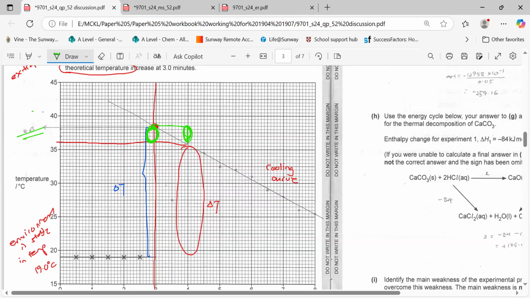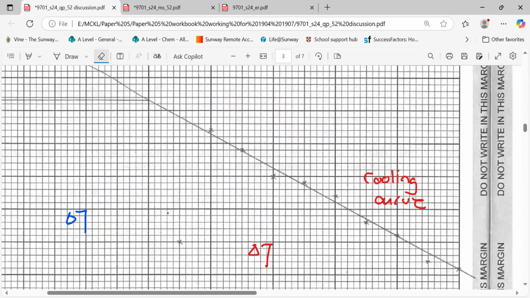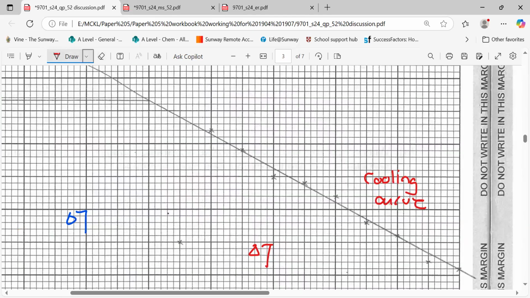Now, one more thing, when you read, you will realize that my intersection point is in between the grid. The most we can do is to read in between the grid. So this is reading from graph. The most you can do is to read in between the grid, which is half.